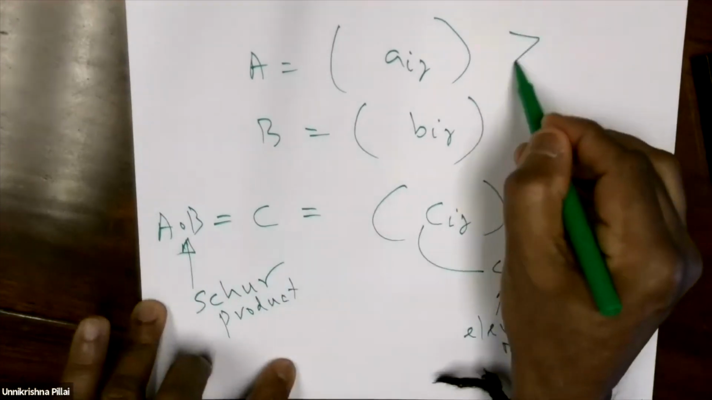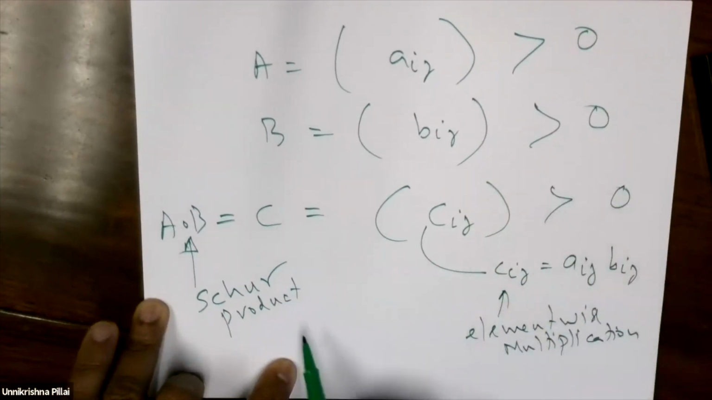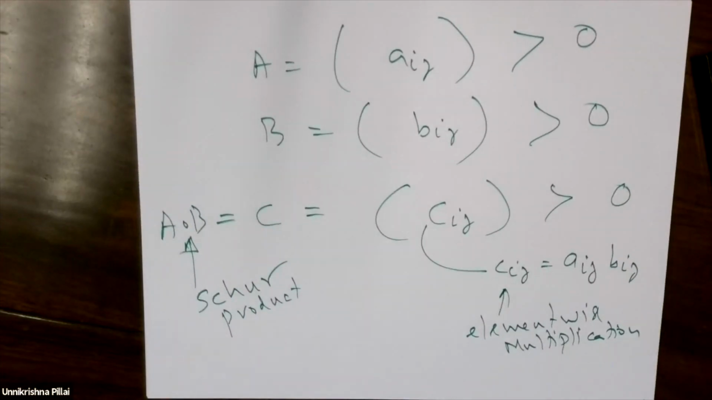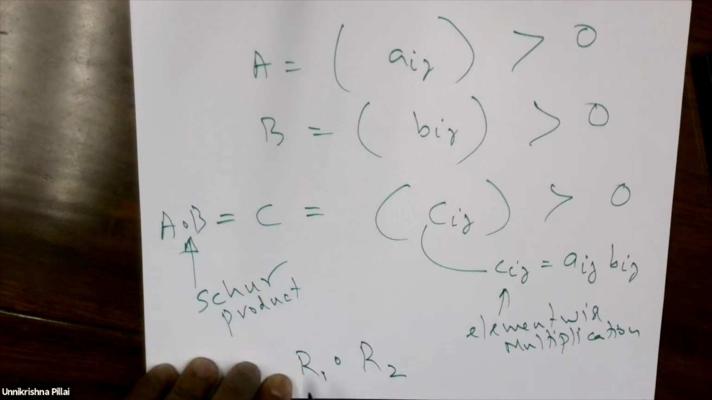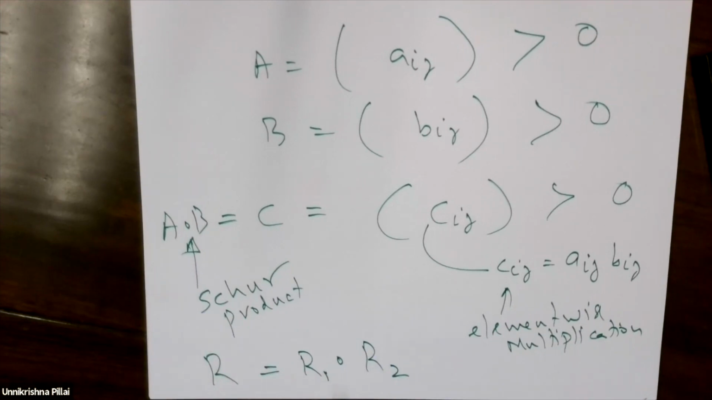So here is the theorem. If A is positive definite and B is positive definite, I want you to show that C is positive definite. That means if I take the Schur product of two autocorrelation matrices, I get another autocorrelation matrix. This is what you need to show. This is not the regular product, this is the Schur product.